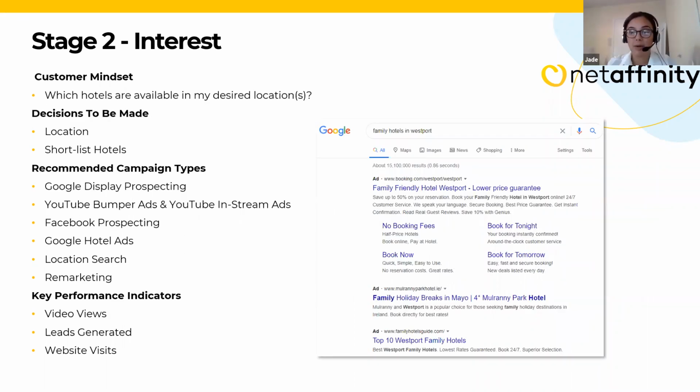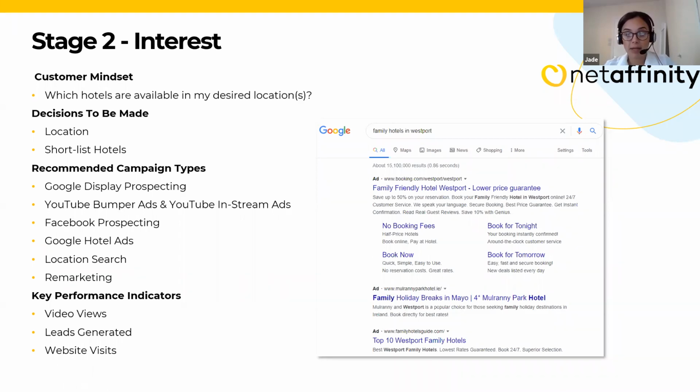So what is the customer mindset at this stage? I am Bob again. Moving on from stage one, I've established that I want to go to Westport with my family and I want to stay in a family hotel. So which hotels are available in my desired location? The decision to be made by the customer is the location, and at this stage they have options to pick which hotel they would like to stay in.